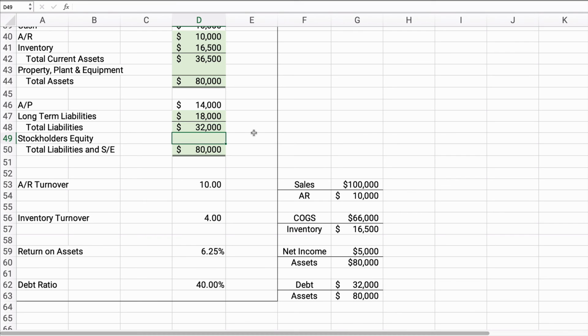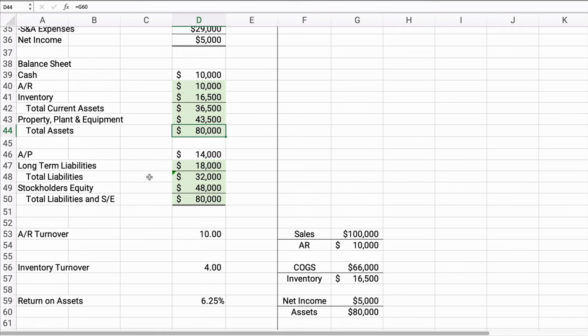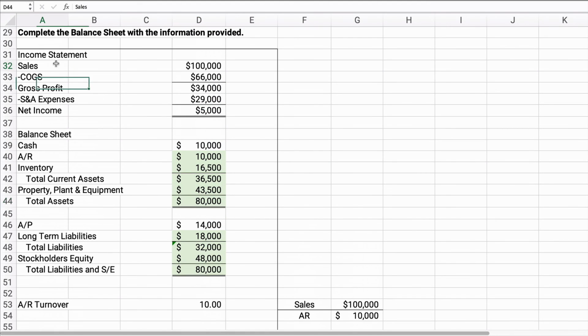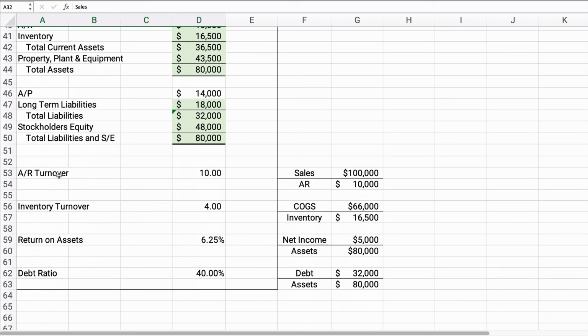We can back into what our stockholders' equity is. Well, it's 80,000 minus the 32,000. Our stockholders' equity must be 48,000 here. And our property, plant, and equipment would be 80,000 minus 36,500. So that's 43,500. So we've completed our balance sheet just by knowing income statement numbers, a couple of balance sheet items, and then knowing financial ratios. So you can work backwards if you wanted to with some of these financial ratios.